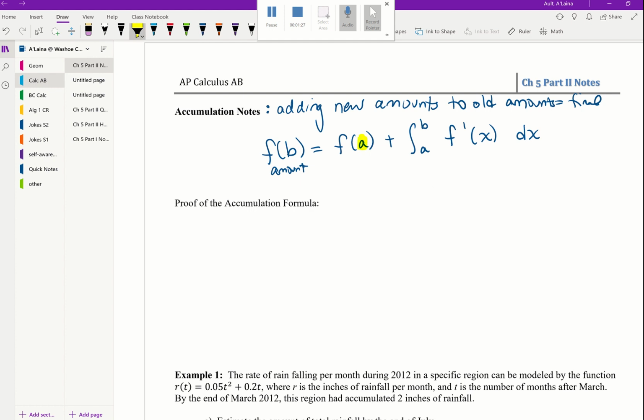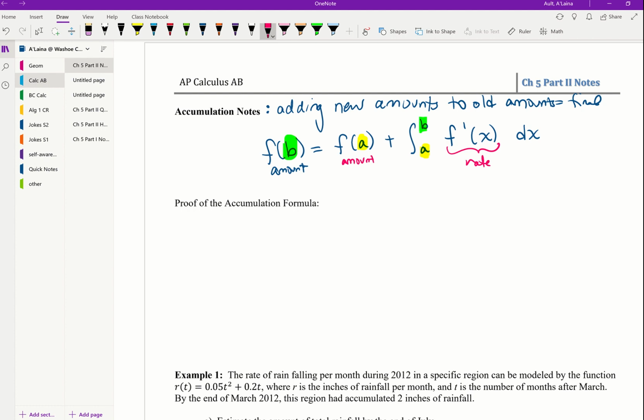Something to notice, the input of the known amount that you're starting with needs to be the lower limit of your integral. The input of the ending amount that you would like to find needs to be the ending limit, the top limit for your definite integral. Also, something to keep in mind is that F of B and F of A are amounts, versus f prime, which is the rate of f, and you're going to undo that rate to make this now another amount that you're adding on, and that's going to help us land at B.